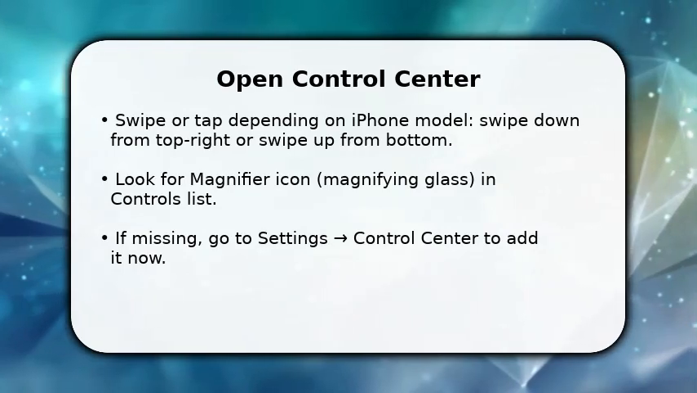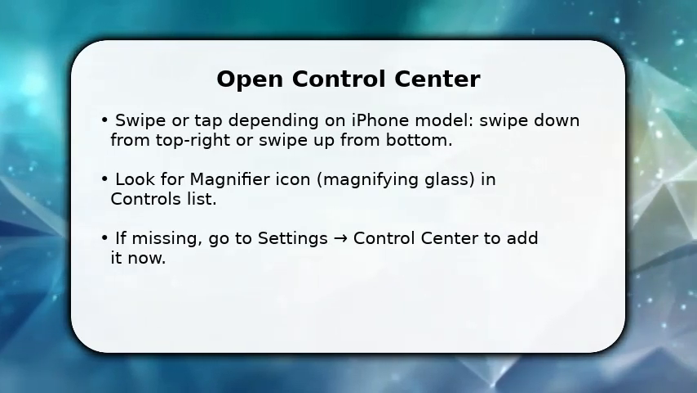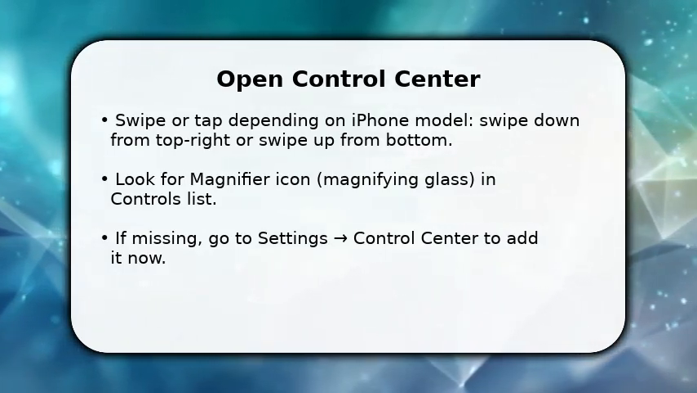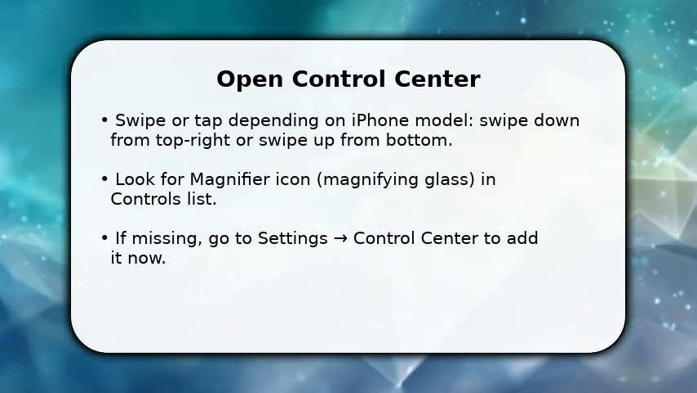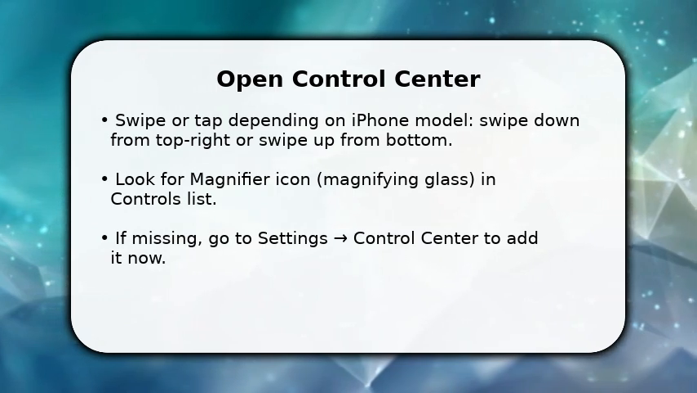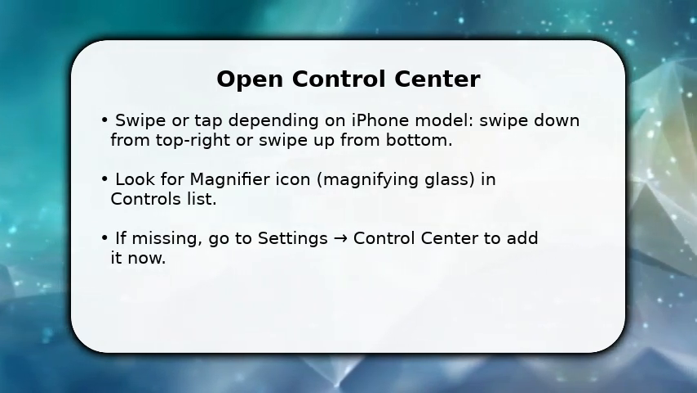You're starting by opening Control Center because that's the fastest route to the magnifier. If you have Face ID, swipe down from the top right. Older models require a swipe up from the bottom. Once done, scan the visible icons for a magnifying glass.